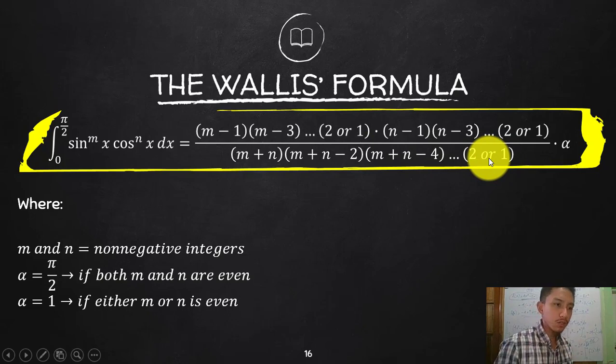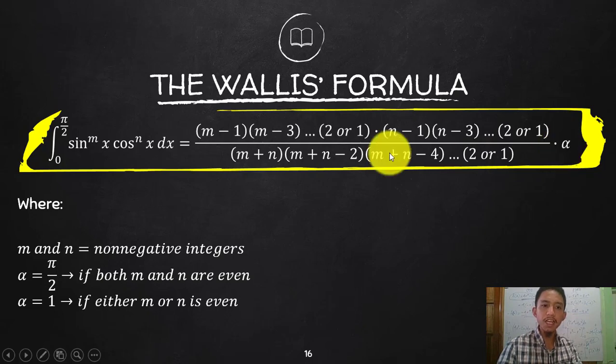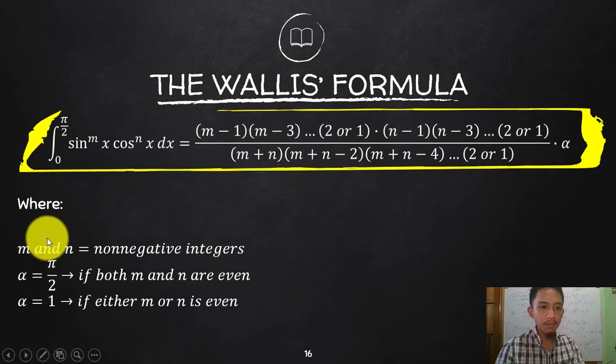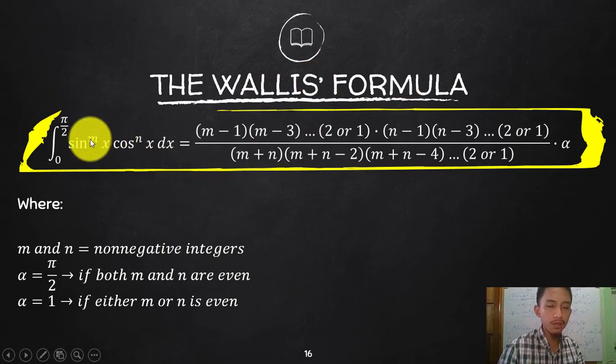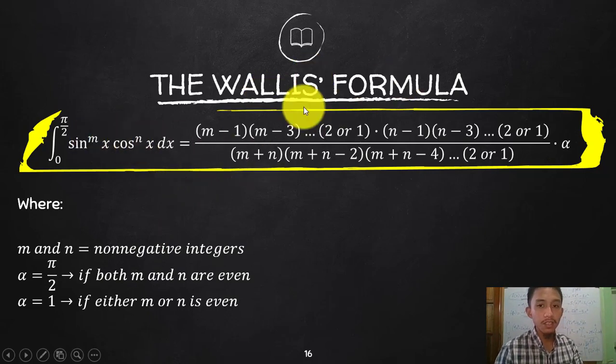But this is what you should not forget. In Wallis formula, there is a multiplier alpha. And that alpha has a value. M and n again should be non-negative integers for you to make use of your Wallis formula, because of course if one of these or both of these are negative, you cannot reach your positive 2 or positive 1. So you cannot use Wallis if one of these is negative. This is only in the form sine times cosine, and you should have a limit from 0 to pi over 2.